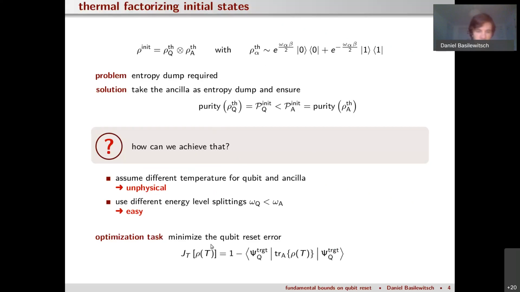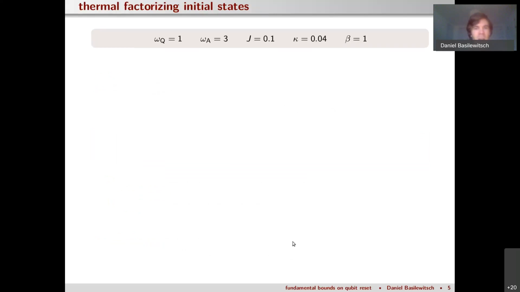And then our optimization task: we want to reset the qubit, which means we want to maximize its ground state population, and as an optimization functional, I picked 1 minus the overlap of the final state of the qubit with our target state, and the target state will be just the ground state. So this is equivalent to 1 minus the ground state population. So it's 0 if 100% population is in the ground state and strictly larger otherwise. And then I checked some numerical results first.